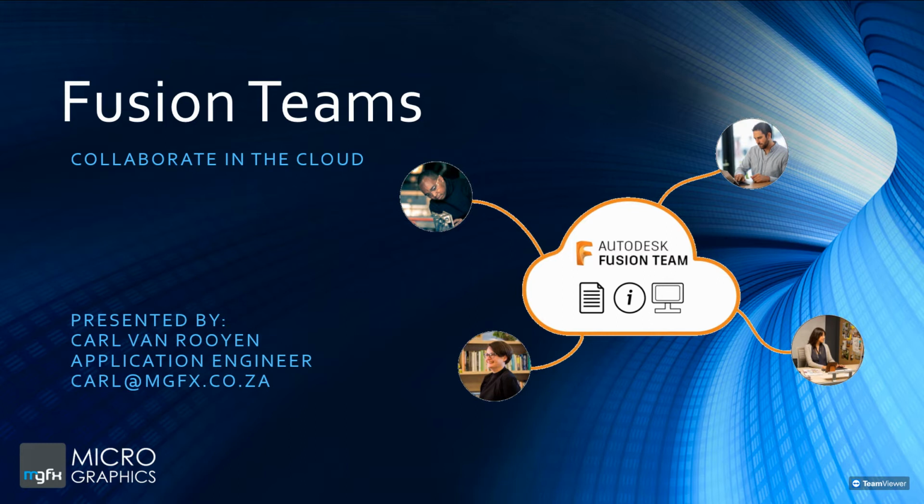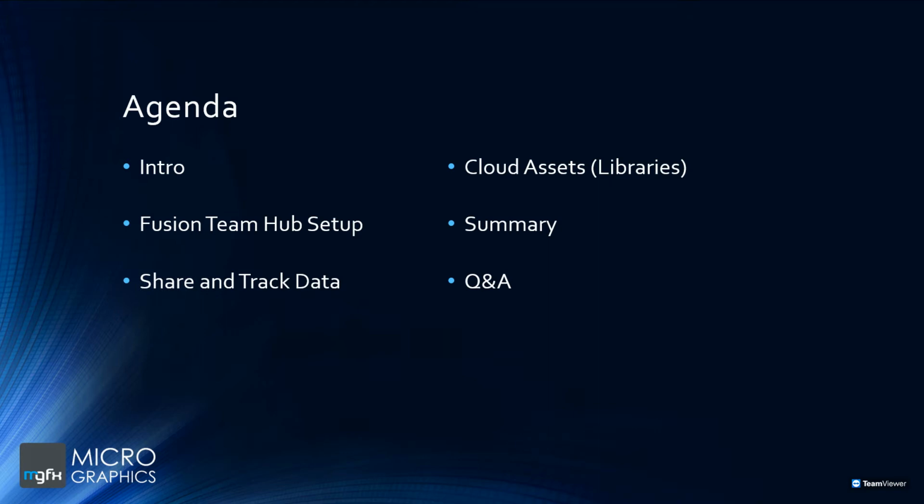So to get started, let's have a look at the agenda. We'll start with an intro into what Fusion Teams is and Team Hubs. And then after the intro, we are going to look at Team Hub setup, how to basically set up your Team Hub, how to share and track data inside of your Team Hub, and then what cloud assets or libraries are available within the Team Hubs before closing with a summary and Q&A session.